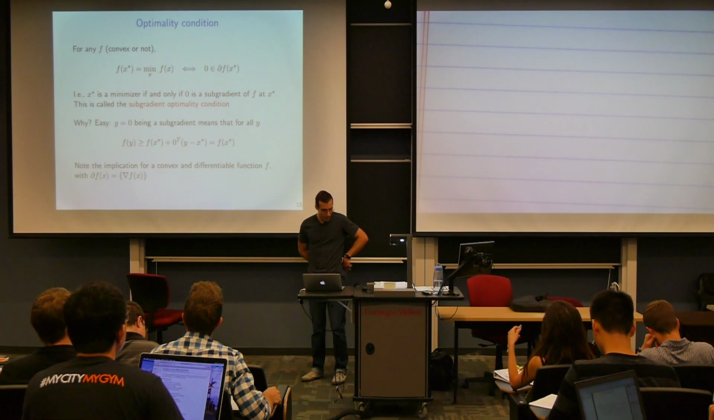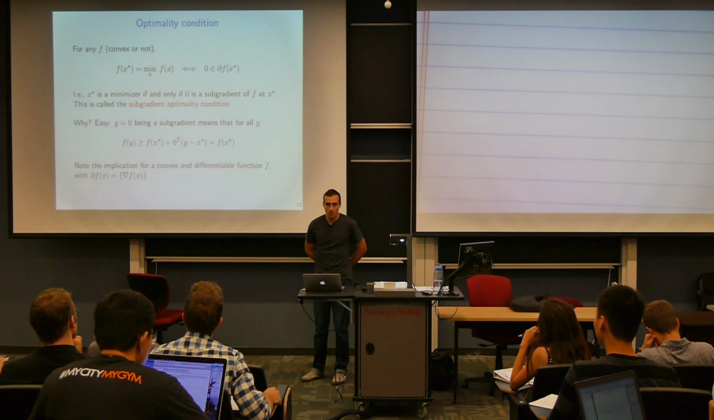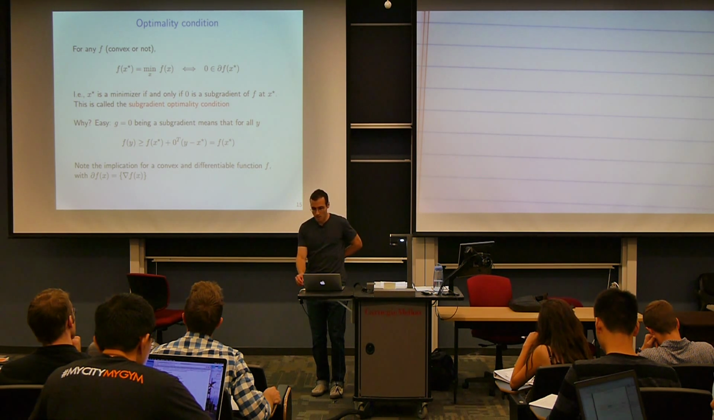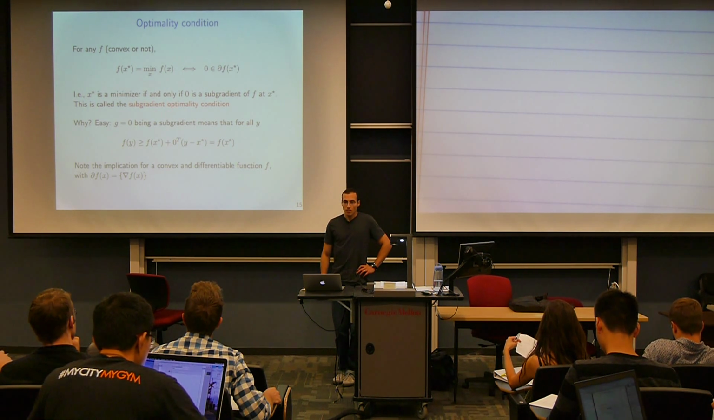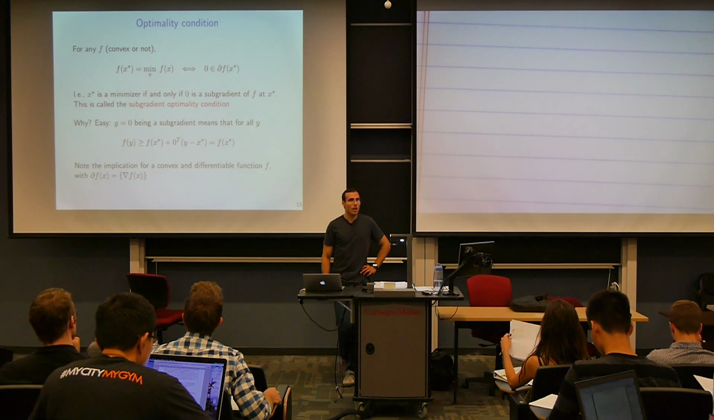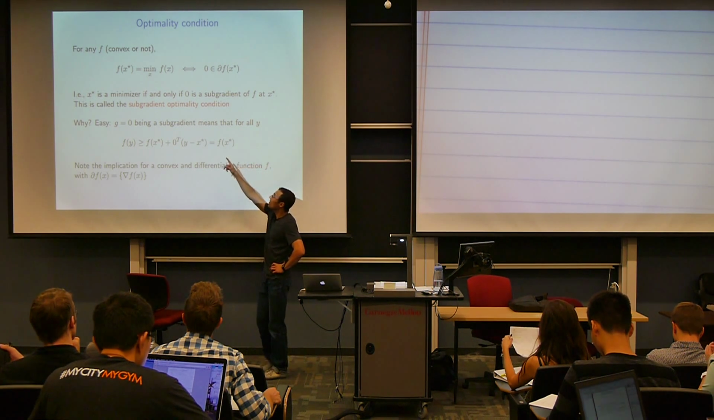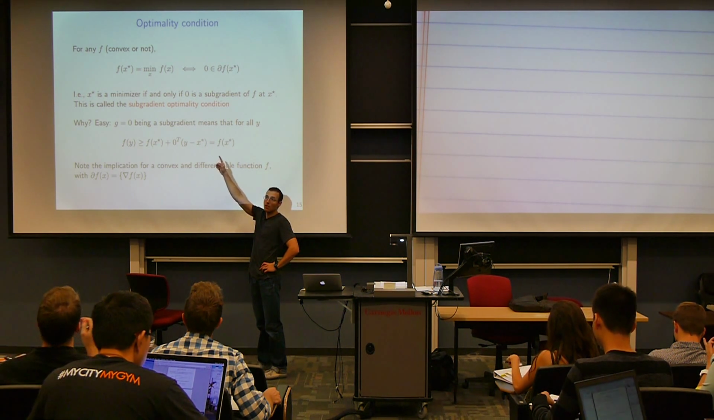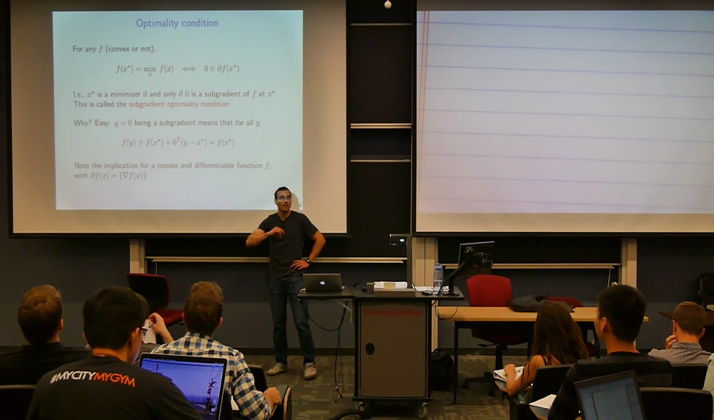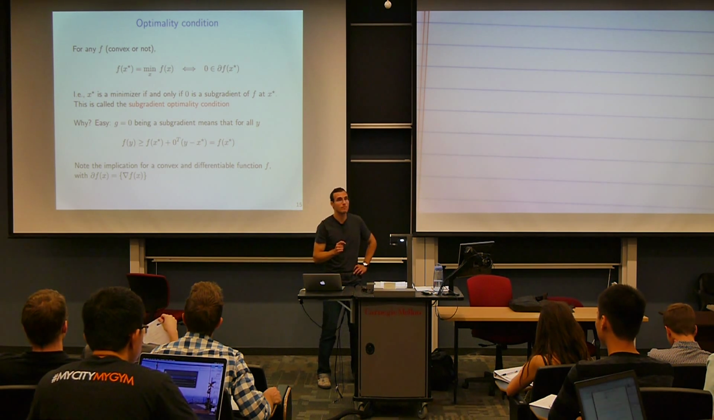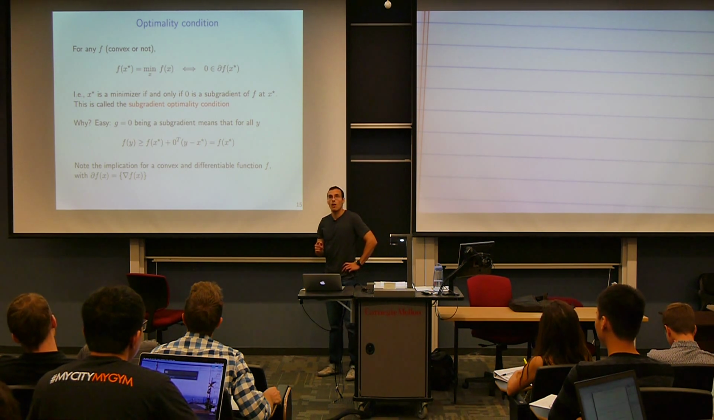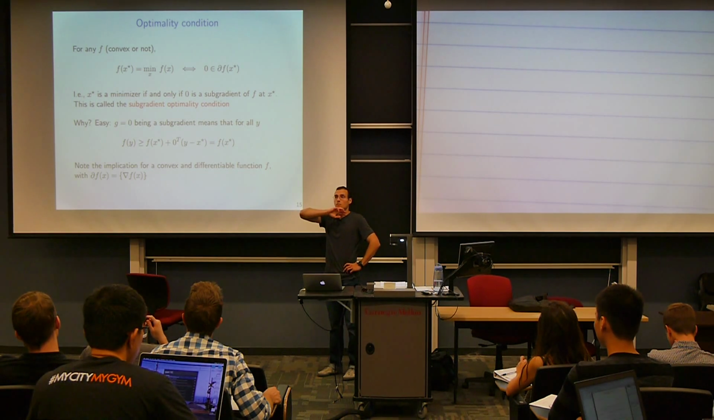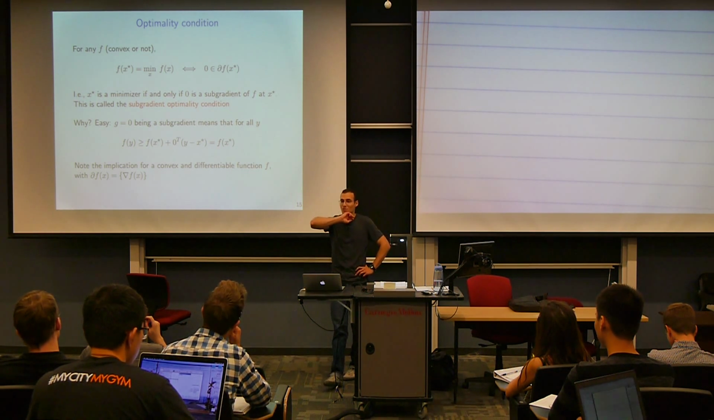OK, so in the spirit of today's lecture, we're going to keep with some of the theory of subgradients. We're going to talk about the optimality condition you get from subgradients. So I claim that for any function, convex or not, any function, attaining the minimum of the function at a point x star is equivalent to 0 being a subgradient of the function at x star. I think when people see this for the first time, they are a bit shocked. Maybe you're not shocked, but I was at least surprised when I saw this for the first time.